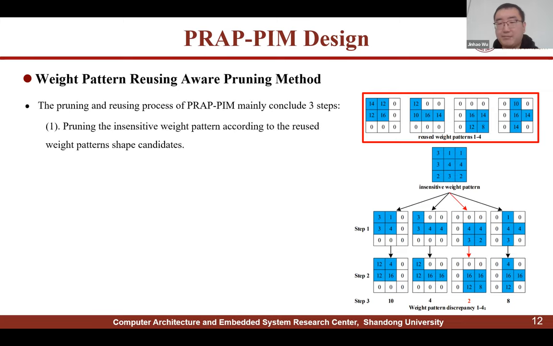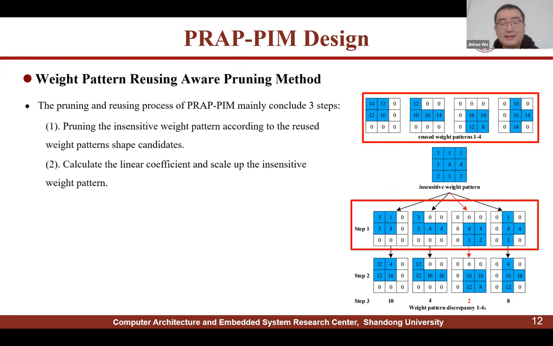The pruning and reusing process of PREP mainly includes three steps. In the first step, we prune the insensitive weight pattern according to the reused weight pattern shape candidates. In the second step, we calculate the linear coefficient and scale up the insensitive weight pattern.